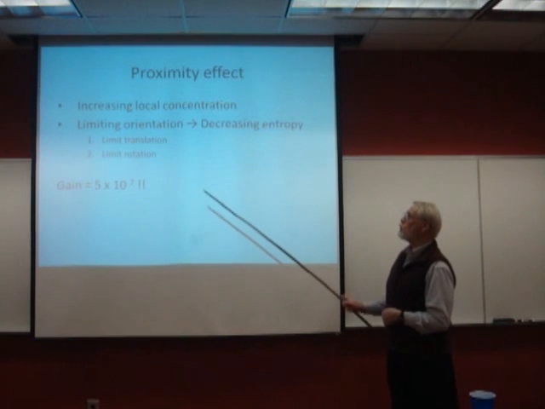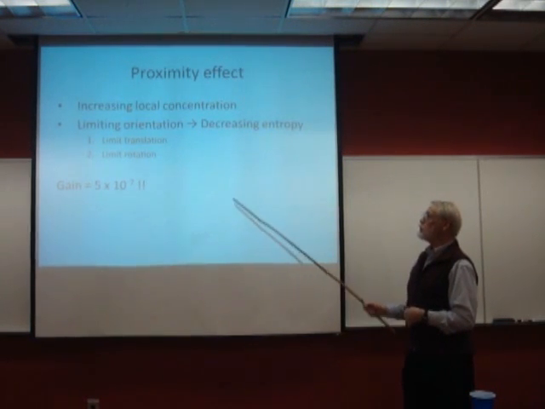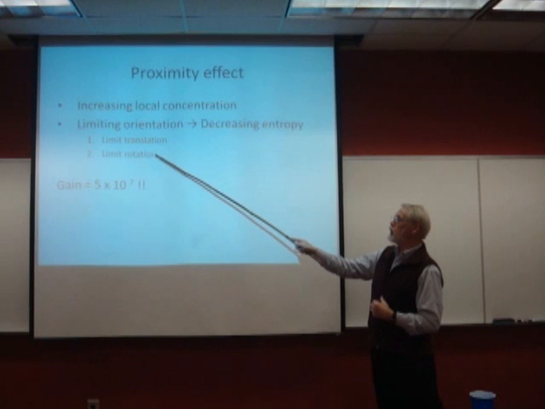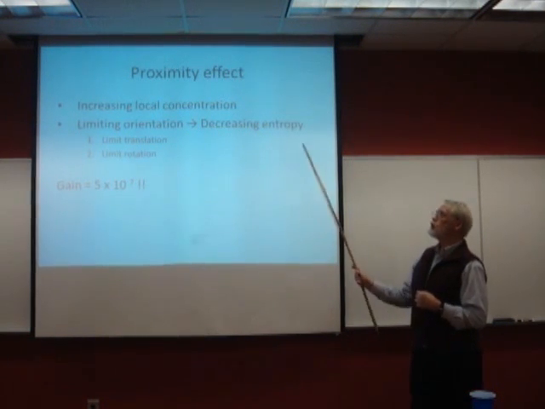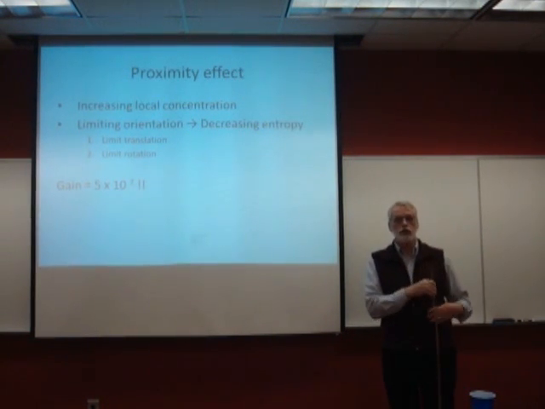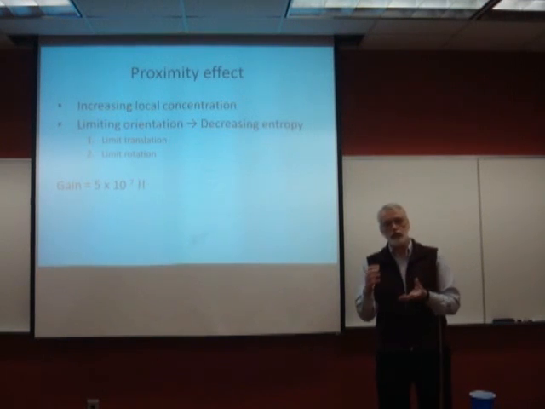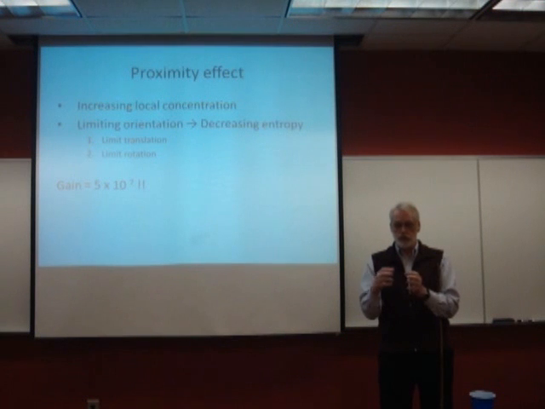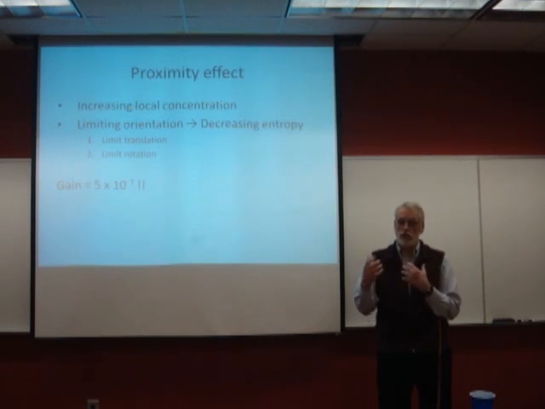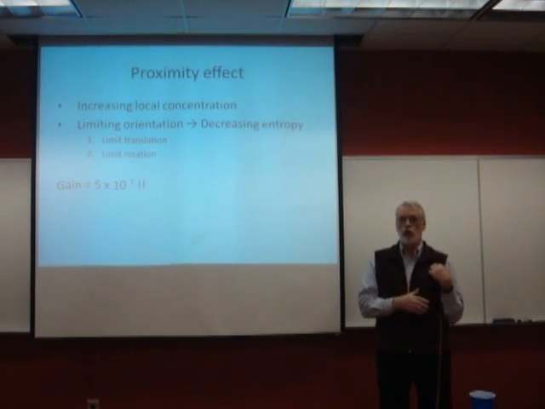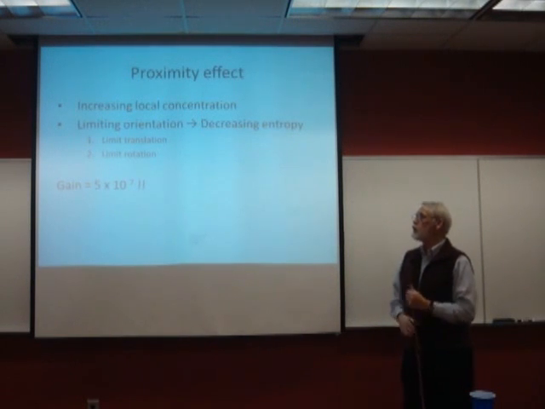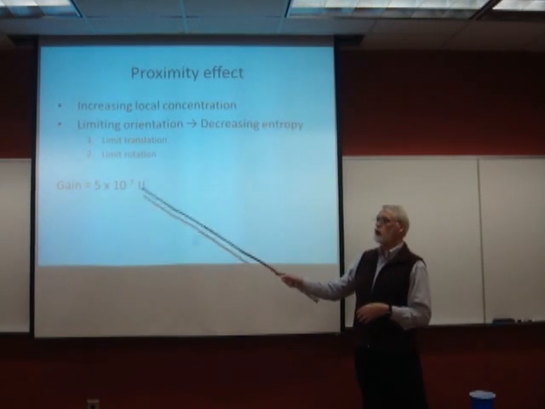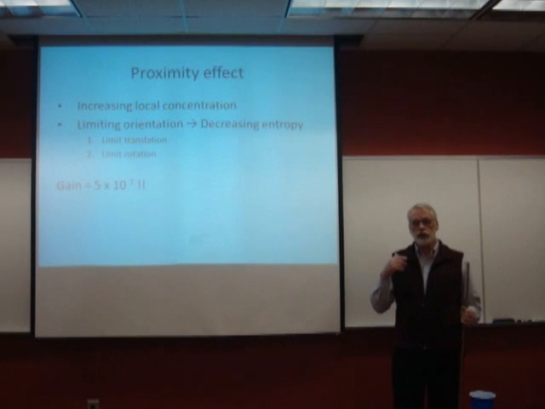Well, what are we doing? We're limiting orientation by translation and rotation. And this decreases the effective entropy. Because remember, entropy is the number of ways you can arrange an atom in space. And so if we limit where the molecule can be, we effectively decrease their entropy. So it looks like a decrease in entropy, and some people argue that's the kind of effect. But you realize in this particular example, we've got a 50 million increase in gain.